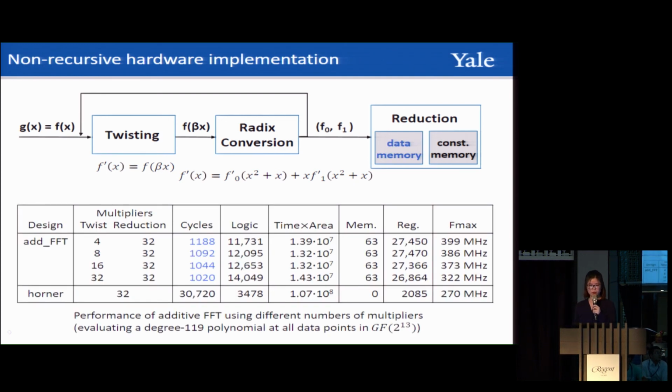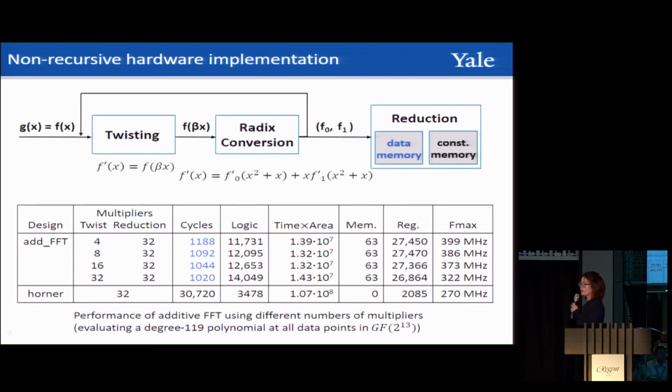And here we showed some performance data for our additive FFT. There is one parameter that you can tune, which is the number of multipliers you want to apply in your twisting module. And for the configurations, you can see that we only need around 1,000 cycles to finish the evaluation for degree 119 polynomial at 2 to the 13 points. And we also compared our design with the Honor implementation, and you can see that we achieved a much smaller time area product compared to Honor.